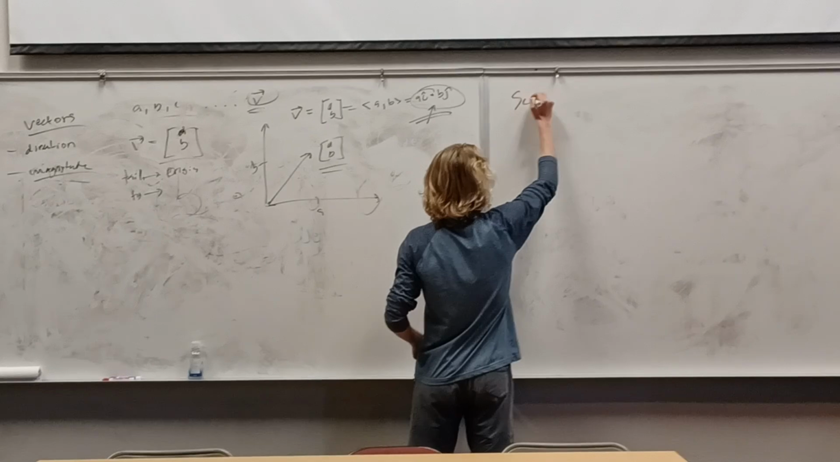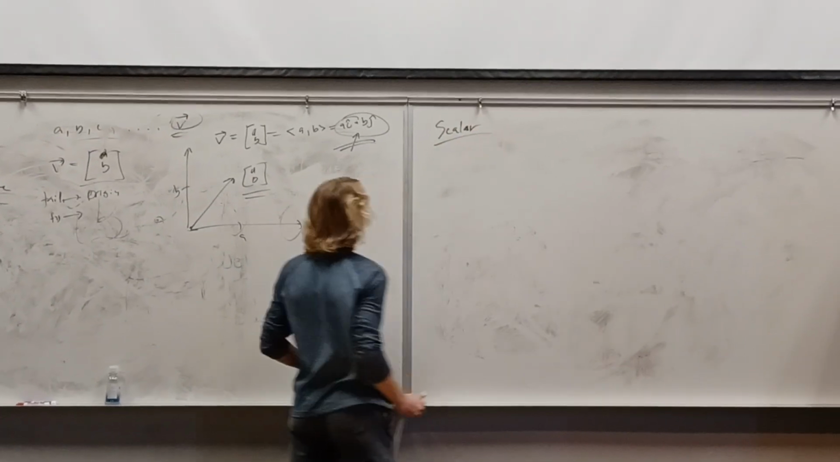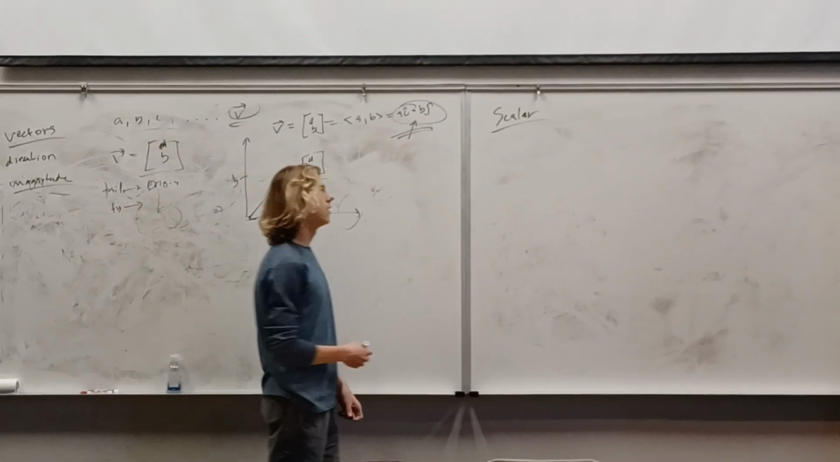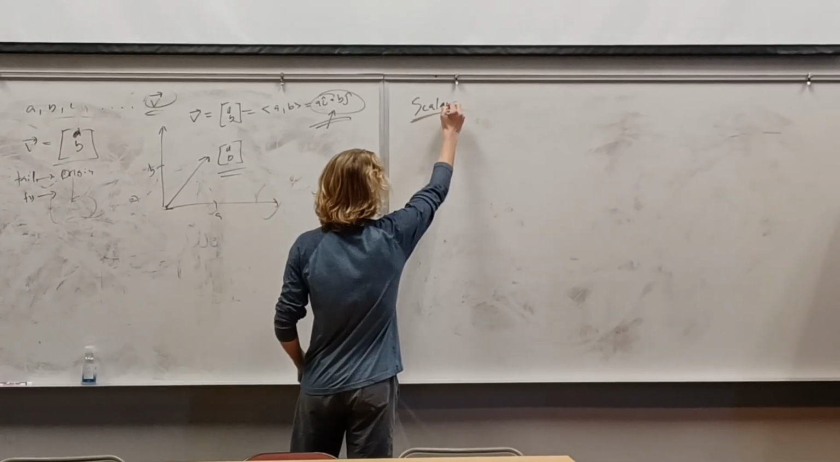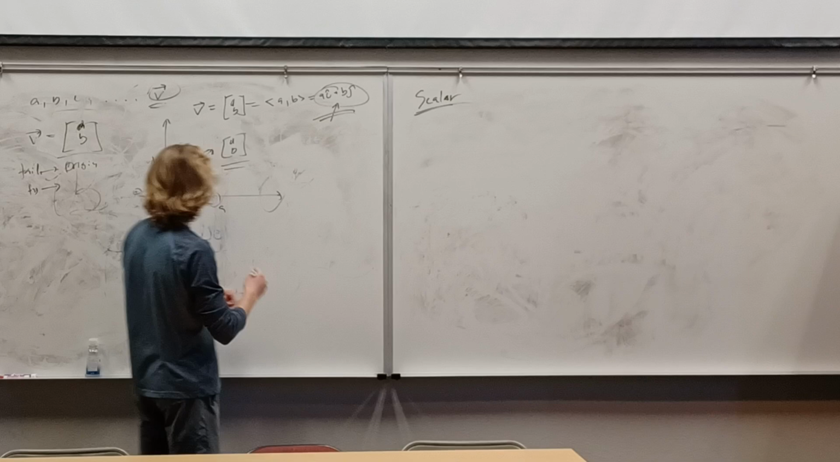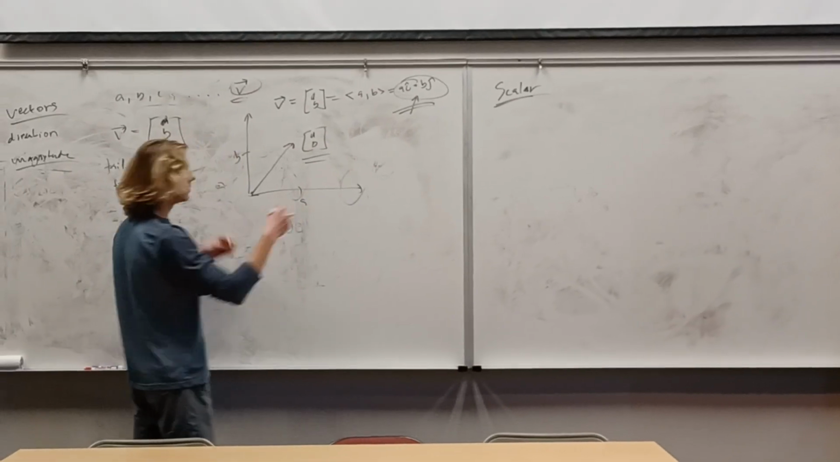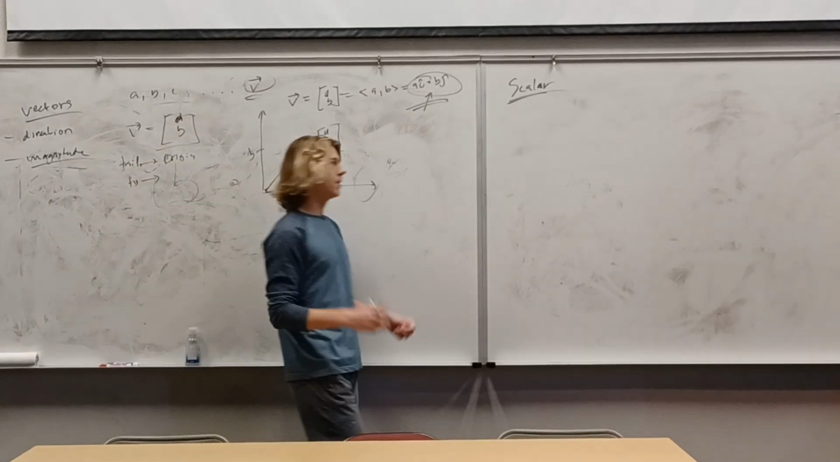So here's a scalar. A scalar is simply a number that you put in front of a vector to basically make it larger. It doesn't change the direction at all. All it changes is the magnitude.